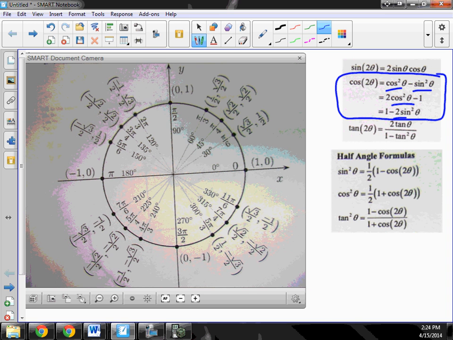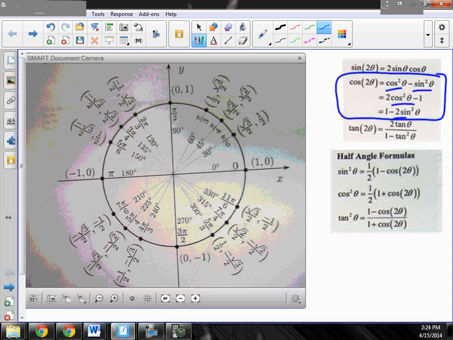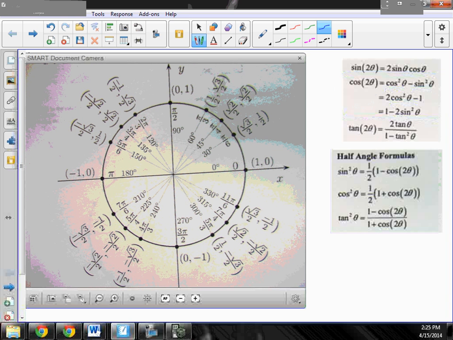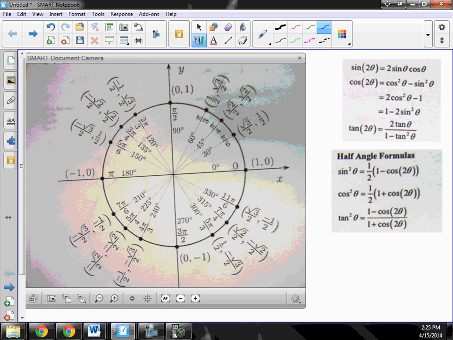So let's do number 3. Cosine of 4 pi over 3. Is 4 pi over 3 double some known angle? Which known angle? 2 pi over 3.